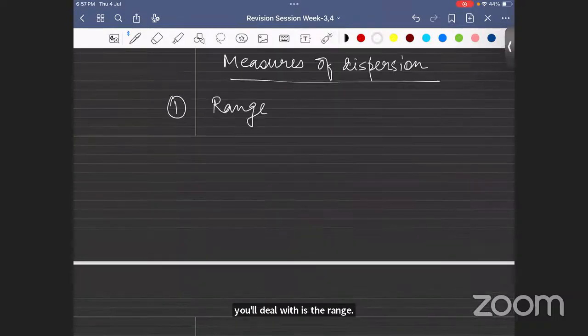Range is whatever the data set that has been given to you: you just take out the maximum data point present there and the minimum data point. So basically the range is simple. Maximum minus minimum is your range. Okay, this is, I guess, very simple.